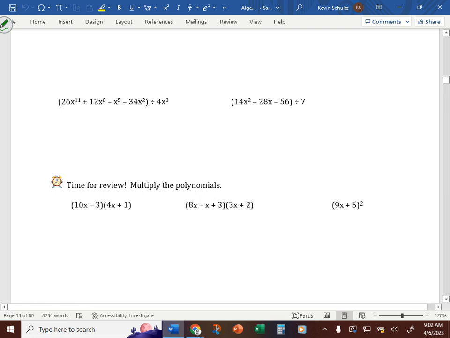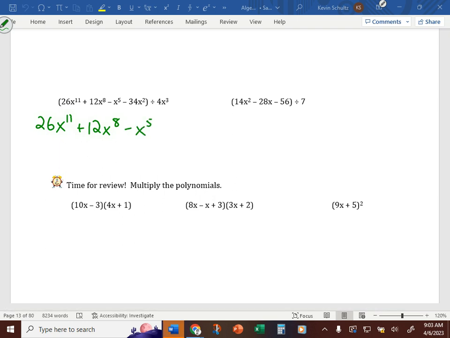26x to the 11th plus 12x to the 8th minus x to the 5th minus 34x squared, all divided by 4x cubed. Okay? The process is the exact same as we did on the front page. We're going to take each term and we're dividing everything by 4x cubed. Once you break it up into what's actually happening, it's exactly the same. 26x to the 11th divided by 4x cubed.